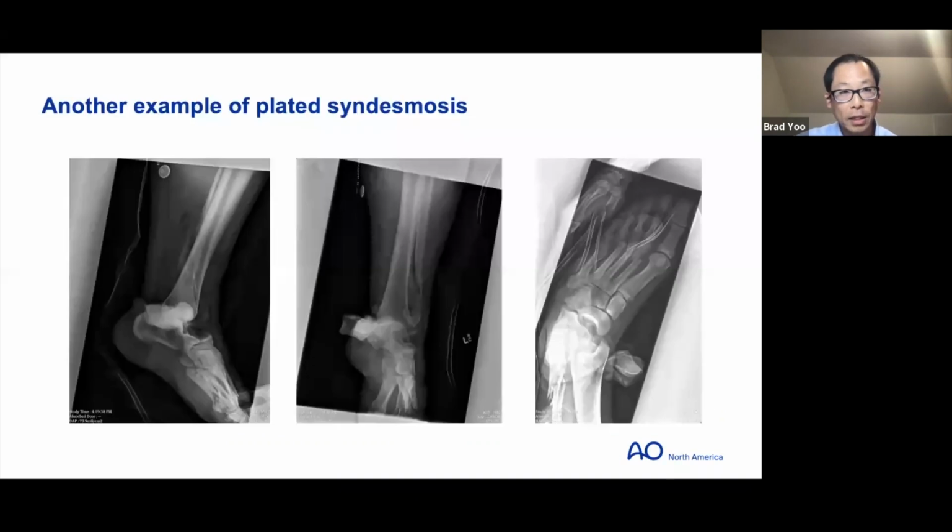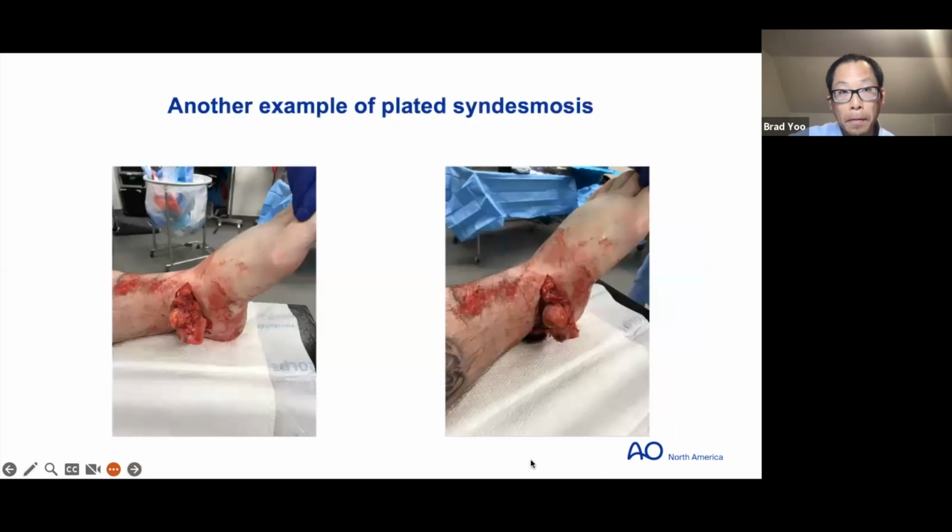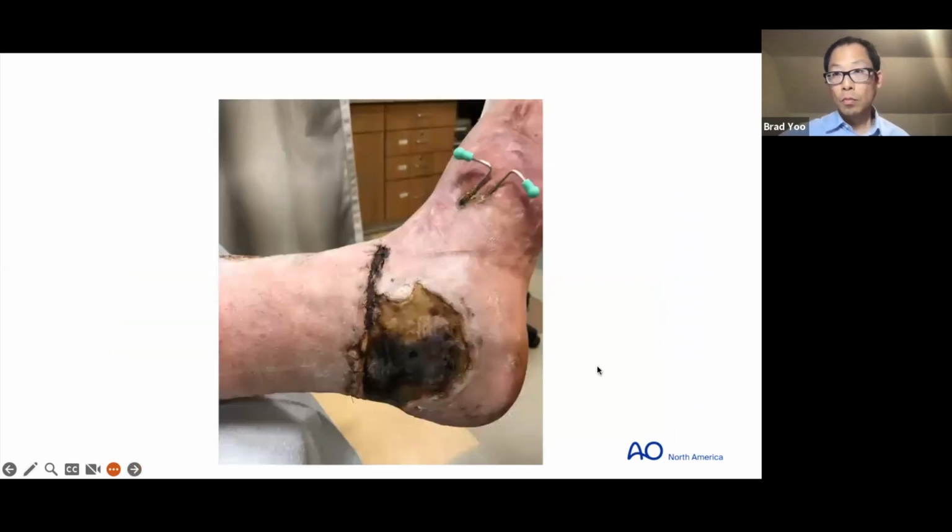I believe that Tim has another example of a plated syndesmosis. Did you want to go through this, Tim? Yeah, sure. Let me get the control back here.